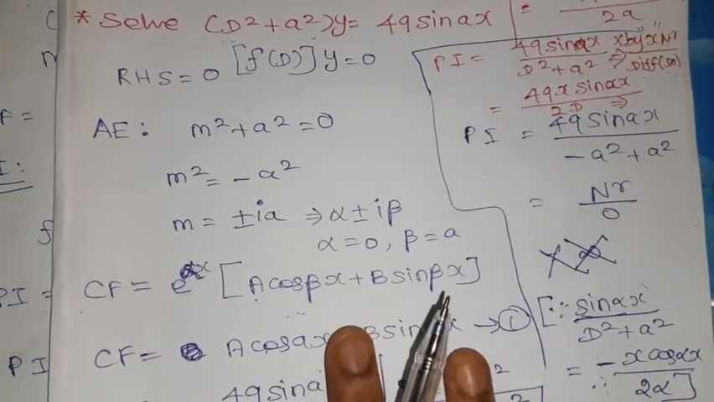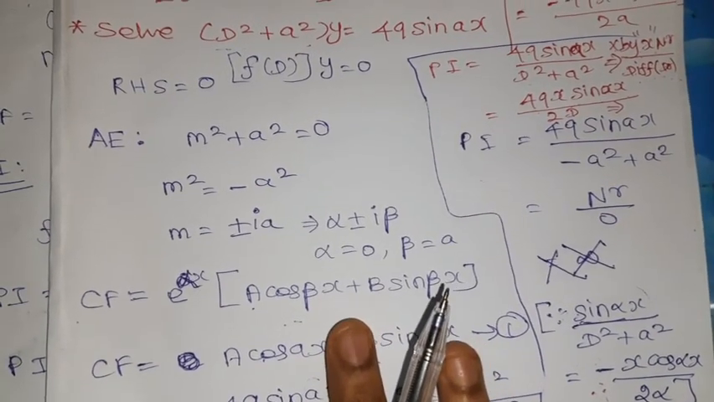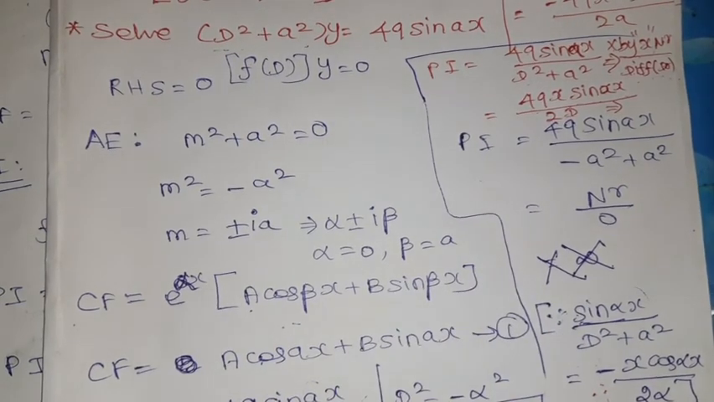So this is how to find the particular integral when the RHS is a sine or cosine function. Okay, I will end the video here.